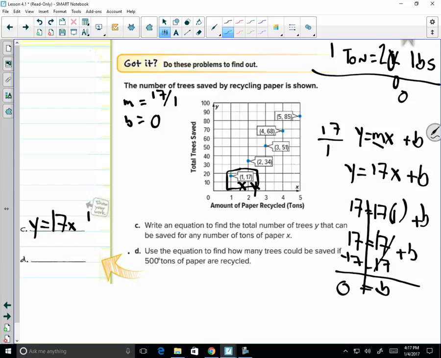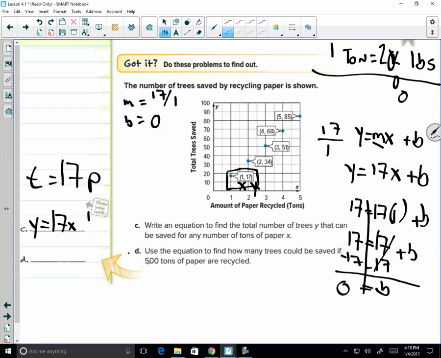Now D says use the equation to find how many trees could be saved if 500 tons of paper were recycled. Technically we could write this y equals 17x as T, total trees, equals 17 times the amount of paper recycled. We could say P or even R, whatever. The variables really don't matter. So I just need to know where to plug in.